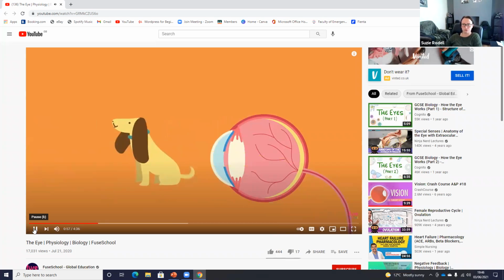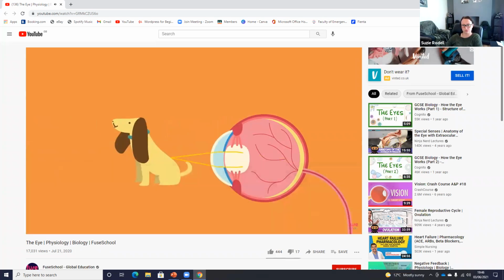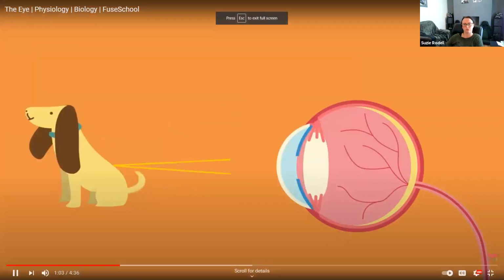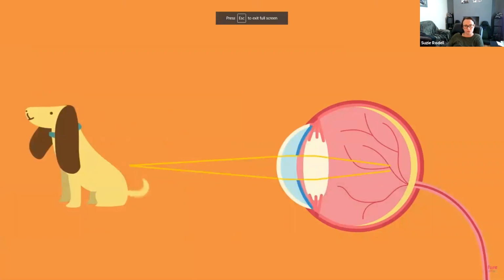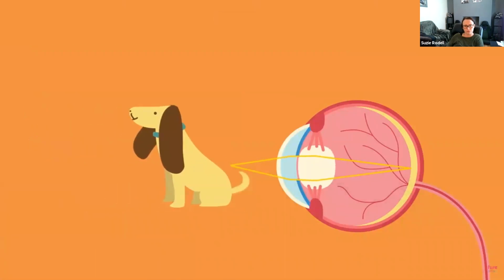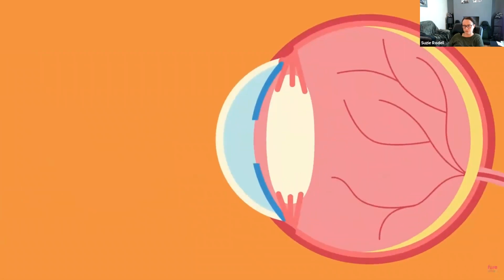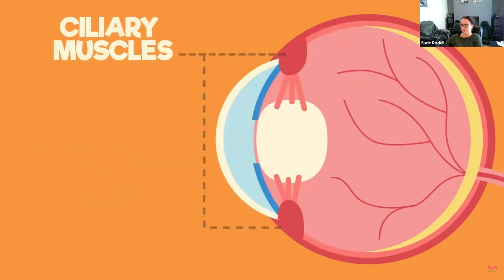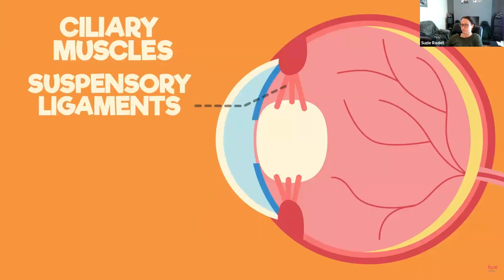If we want to see something close, the lens is made to be thicker, and when we want to see something further away, the lens is made to be thinner. These changes increase or decrease the refraction of incoming light onto the retina. Changing the thickness and curvature of the lens is done by the ciliary muscle contracting and relaxing, which are connected to the lens by suspensory ligaments.